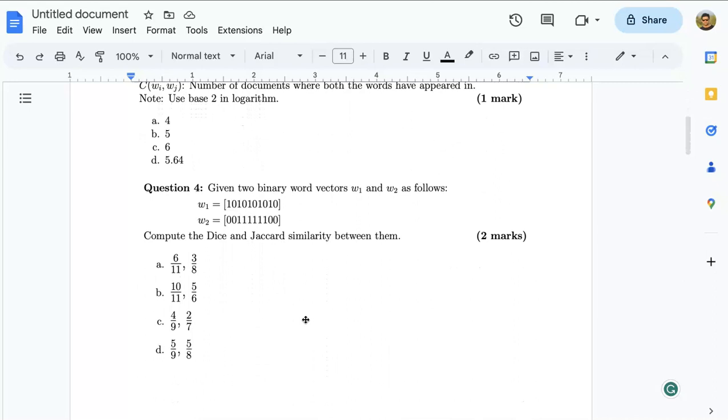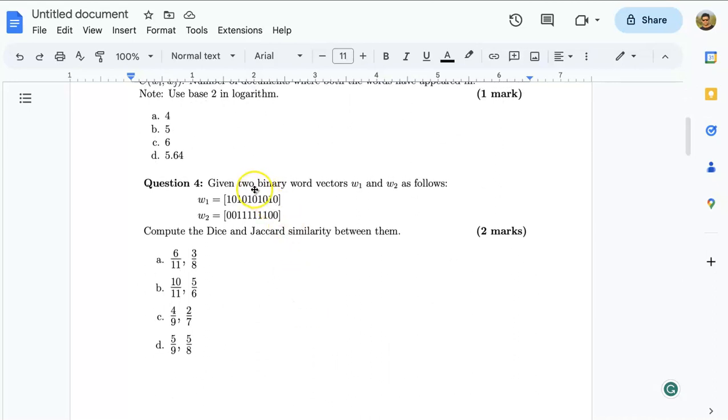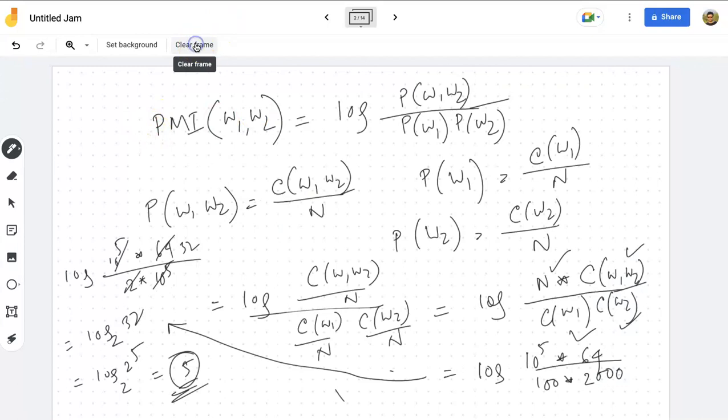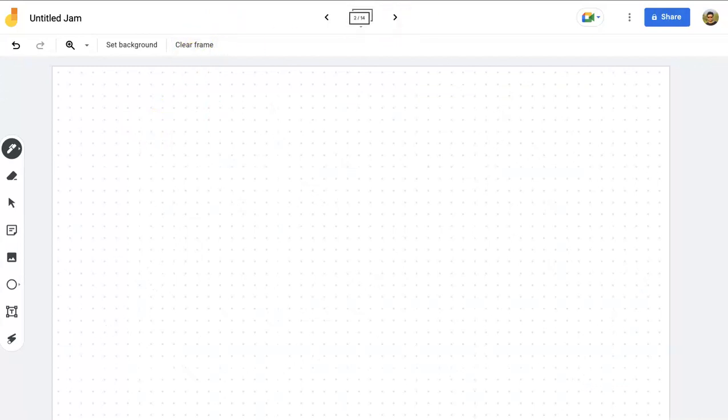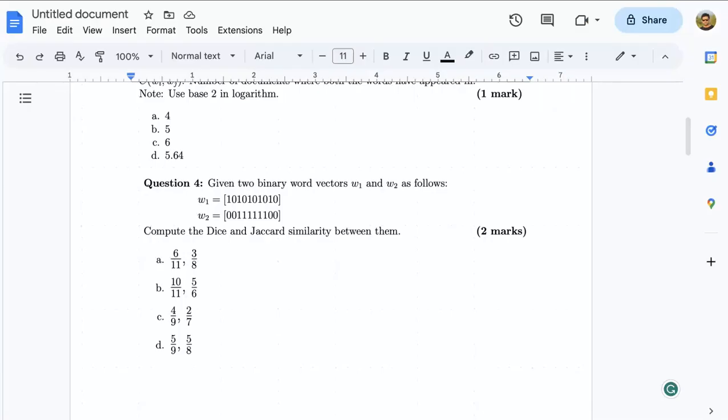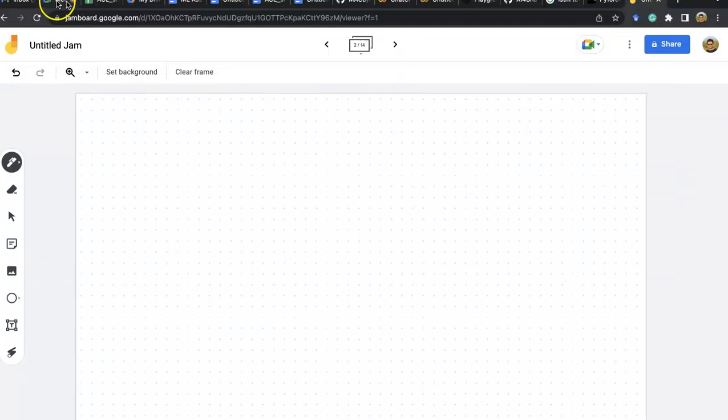Again, a simple numerical type of question. Two binary words W1 and W2 are given, and they are saying to compute the Dice and Jaccard similarity. Okay, so for the sake of completion, let's do it. So W1 and W2 are given.